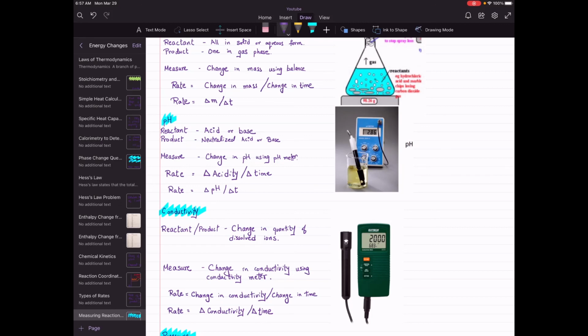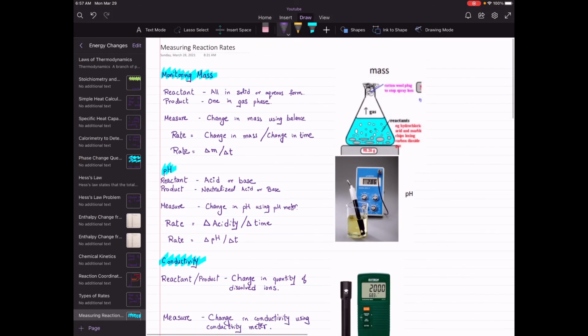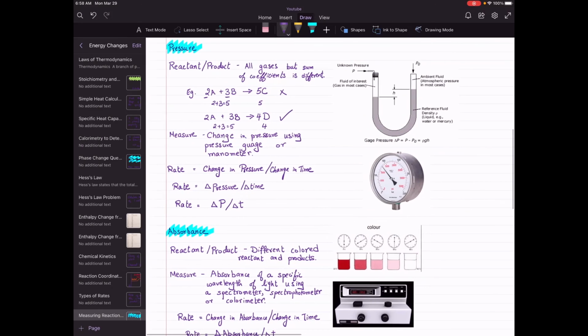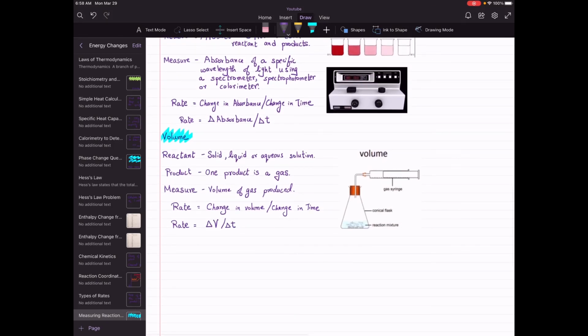For example, if I have a solution which is all aqueous and there is no gas being produced, I cannot use monitoring mass because the mass is not going to change, right? And in the same way, I might not be able to use volume, because for volume I have to have a gas being produced, so I cannot use those two techniques. Those two techniques are right away eliminated. So you have to then decide which technique out of the 6 could you use to figure out the rate of the reaction. I hope this lesson was useful.